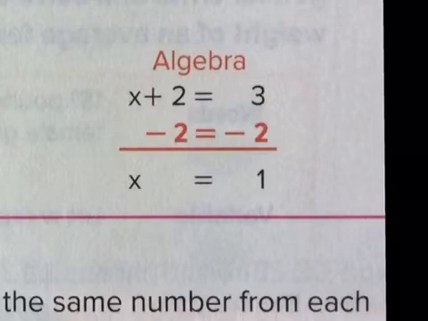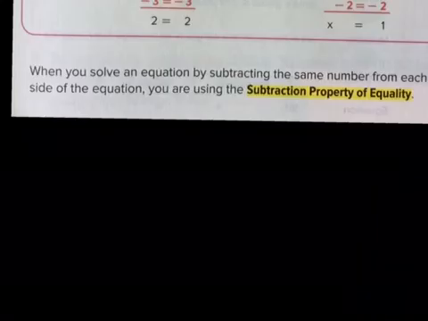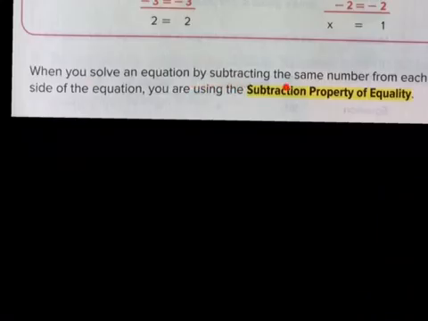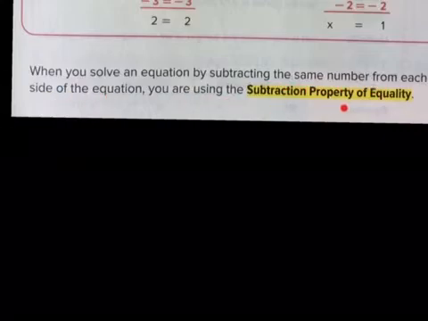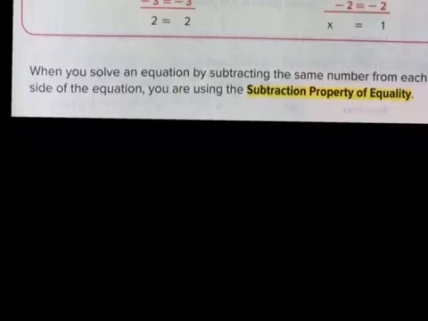Algebraically speaking, when we have a variable and we want to isolate the variable, leave it all by itself on the side, that's what we mean by isolate, we subtract the number. So we have a plus 2, let's get it out of there. But if we do it to this side, we must do it to the other side, so x equals 1. Therefore, when you solve an equation by subtracting the same number from each side of the equation, you are using the subtraction property of equality, another property.